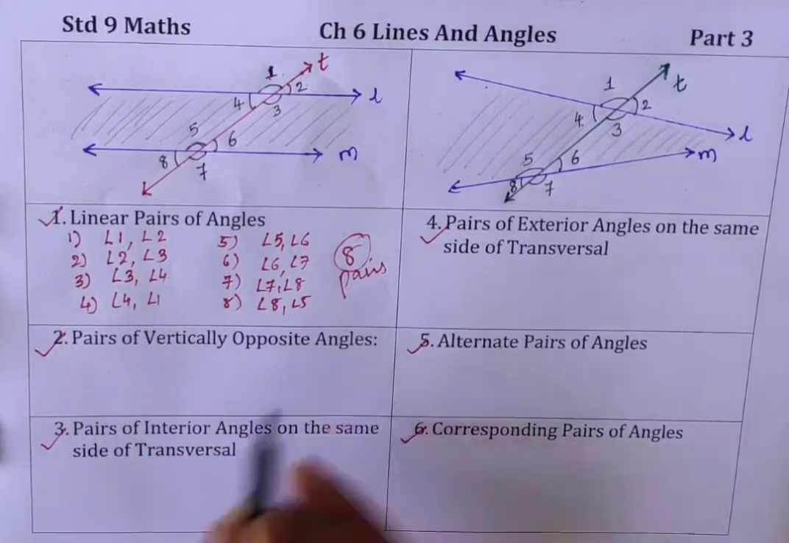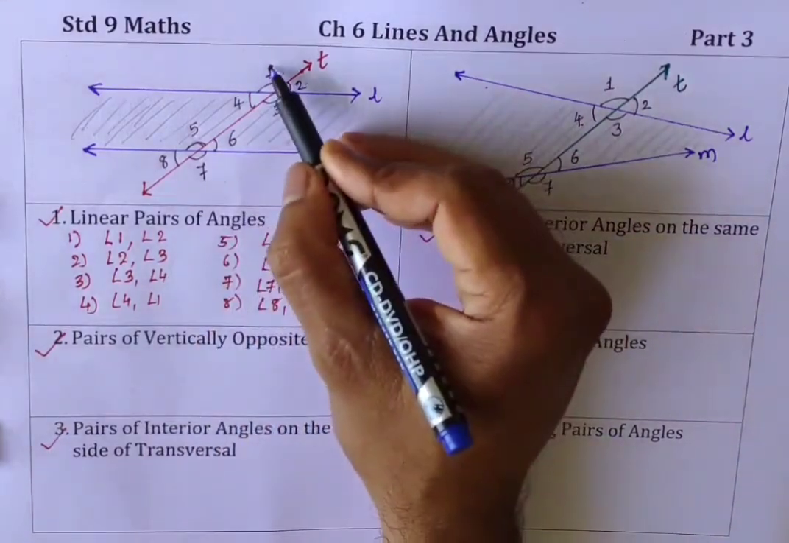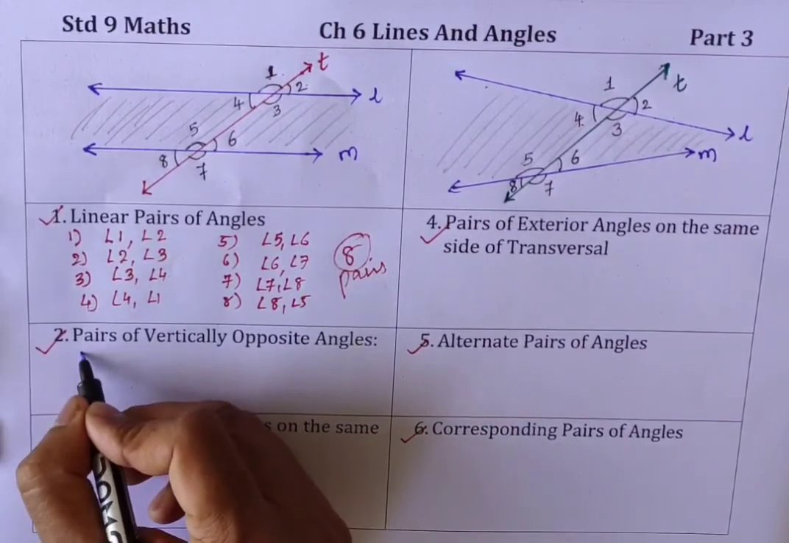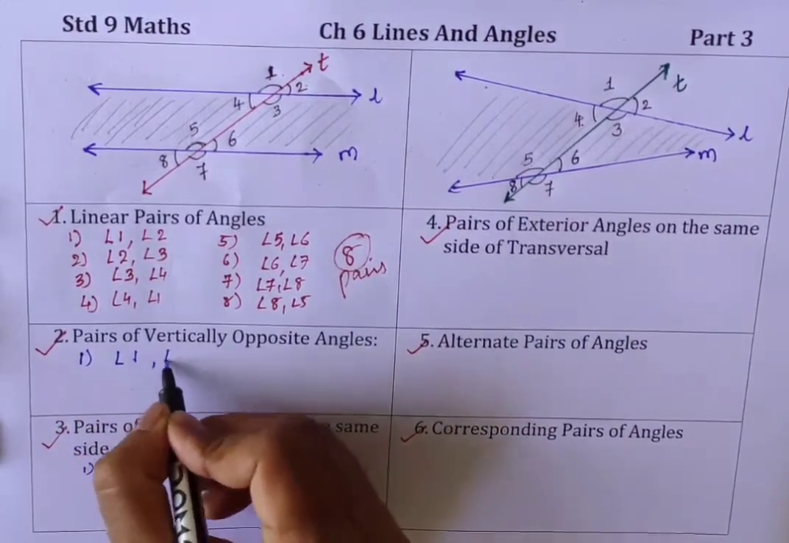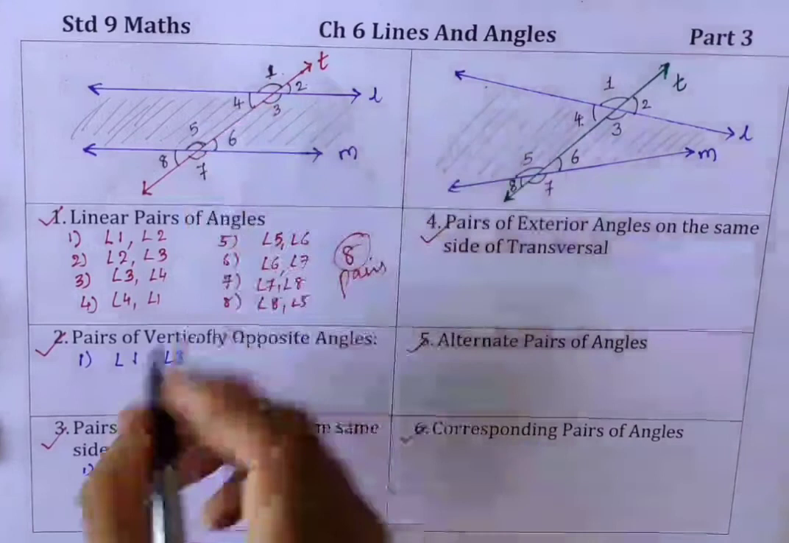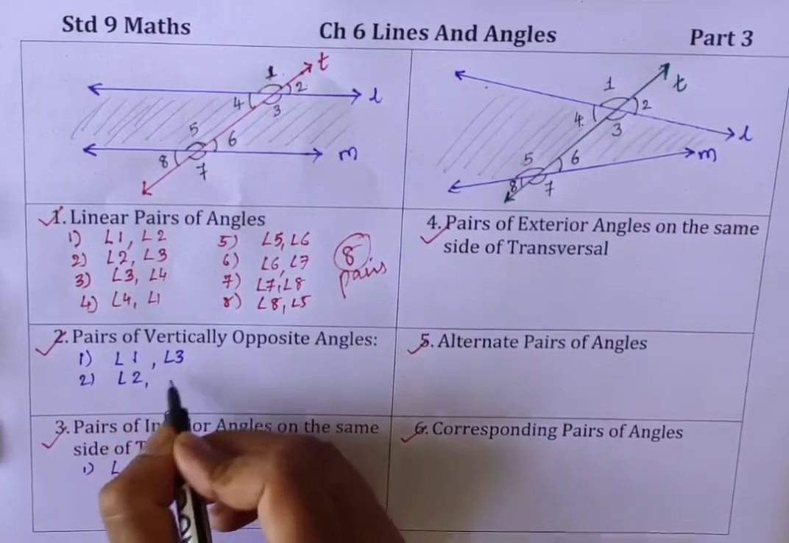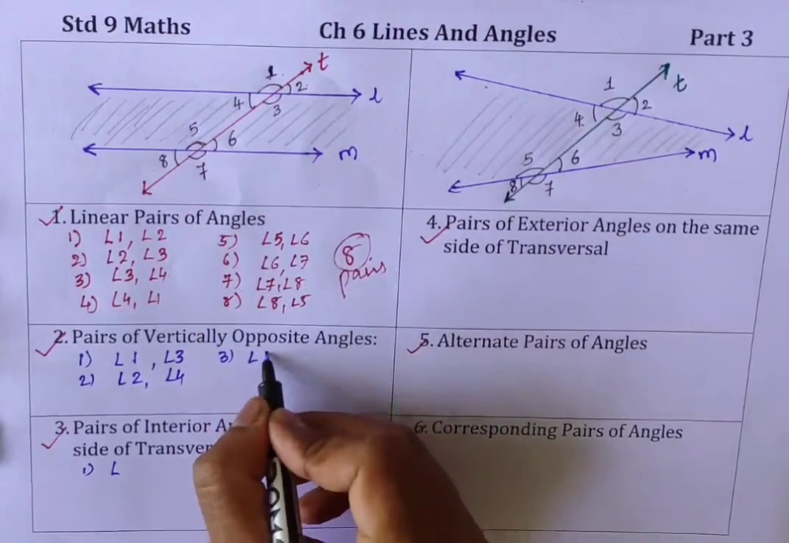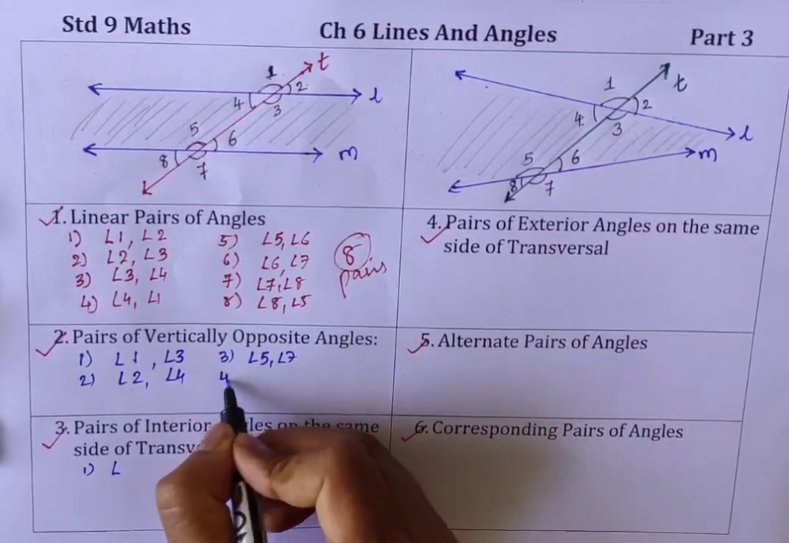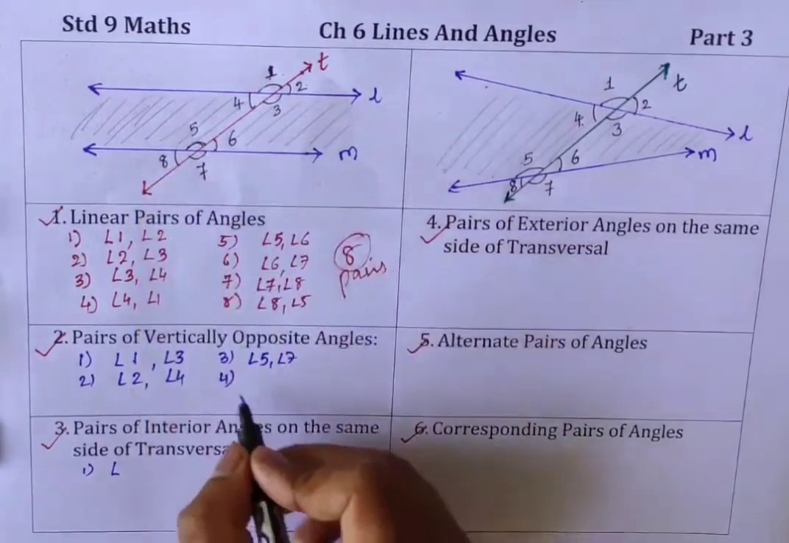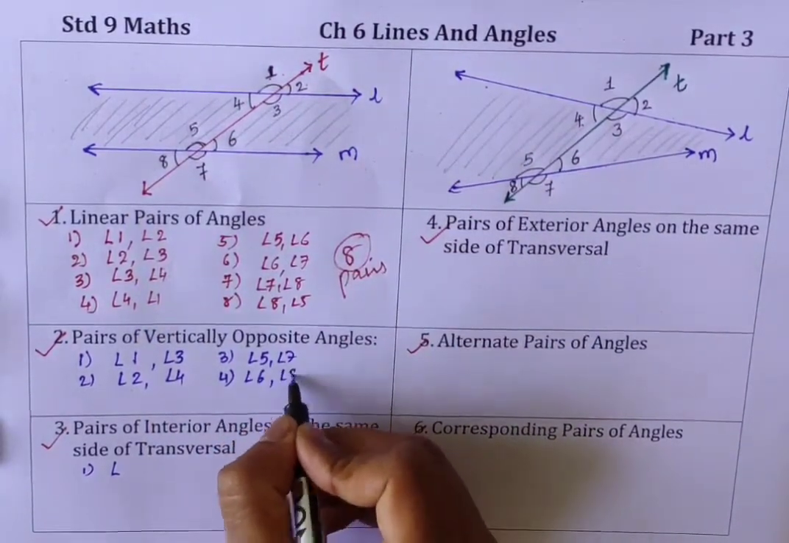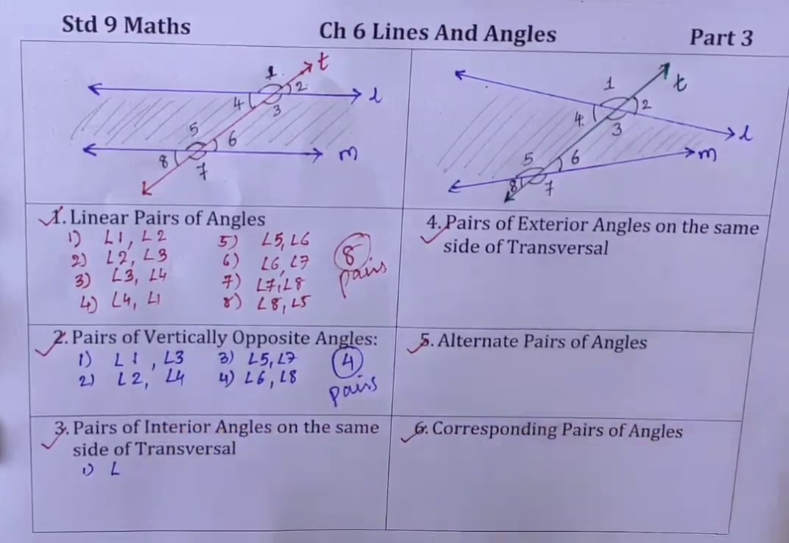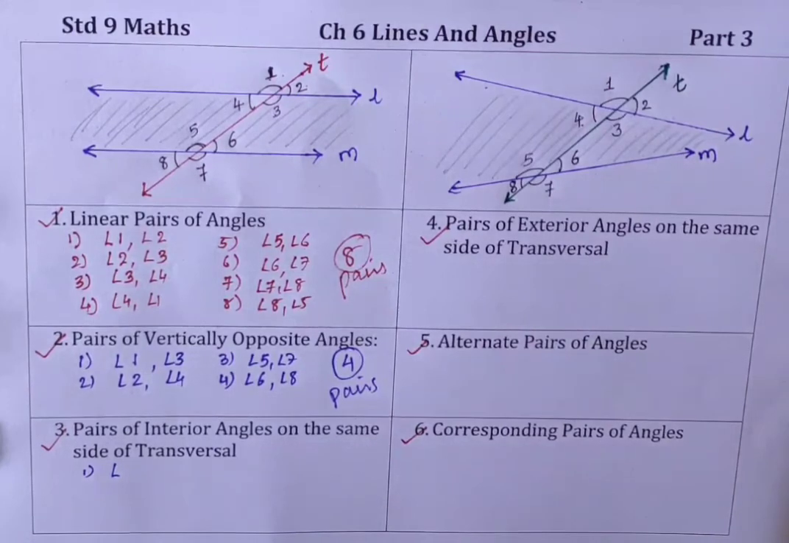Okay. Pairs of vertically opposite angles. First pair, angle 1 and angle 3. Second, angle 2 and angle 4. Third, angle 5 and angle 7. And fourth, angle 6 and angle 8. So you have 4 pairs of vertically opposite angles. Correct?